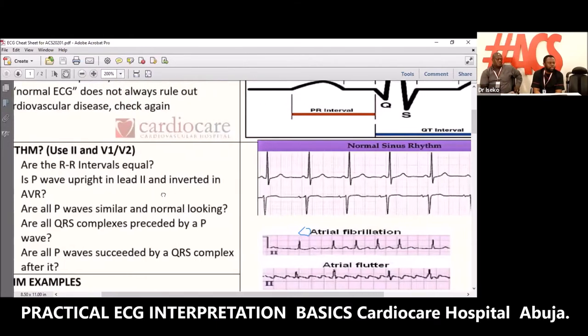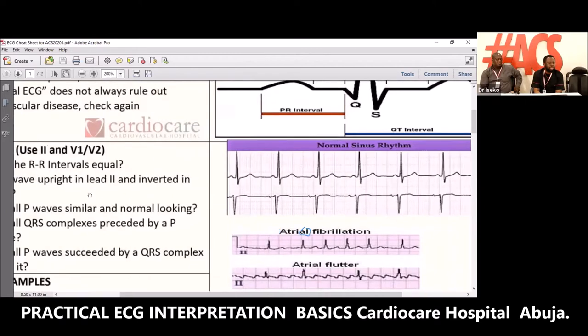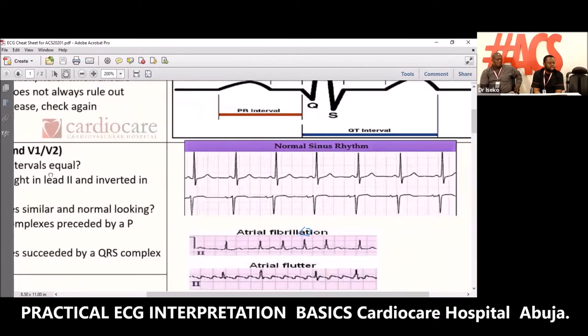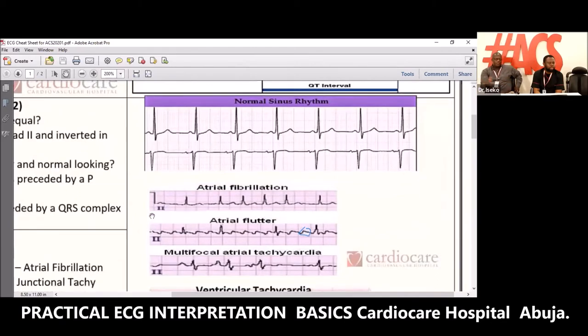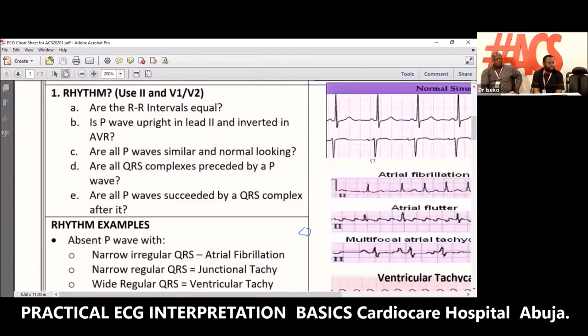So scroll down, you see the reading examples, the other side. No, the other one. The other side. Yeah. Okay.